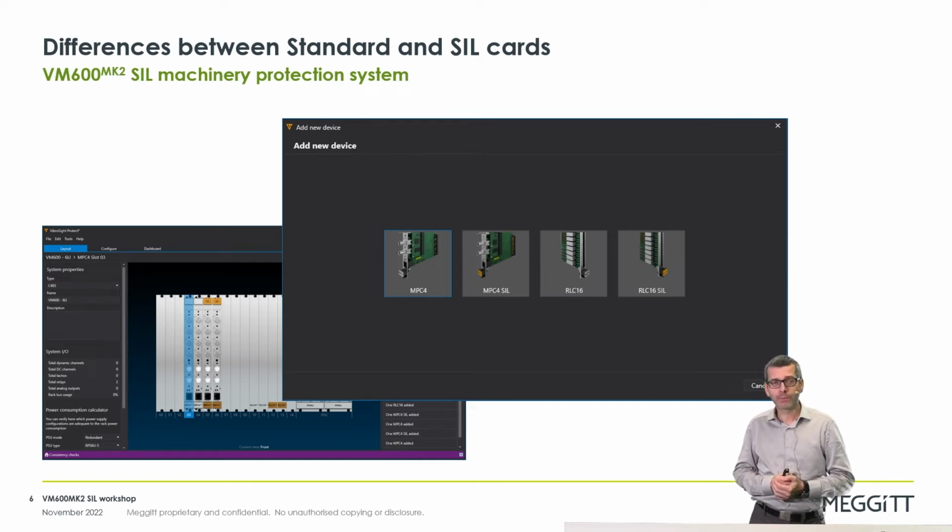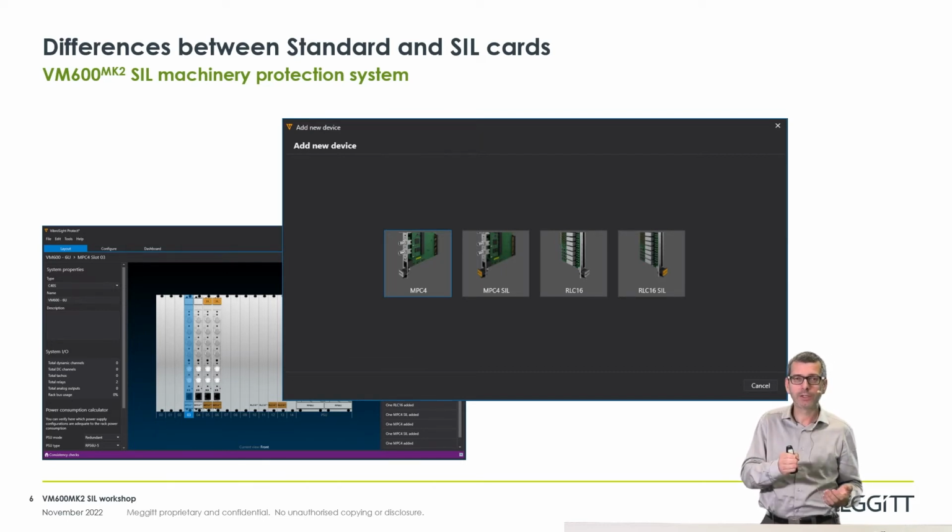You can see here on the slide a screenshot of the vibro-meter protect software. You see the rack, and here we can add to the rack layout whatever cards are located in the different slots. And instead of the option to add MPC4 and RLC16 standard, we will have 4 cards now with the addition of the SIL versions. So it's as simple as that. If we need to configure a SIL system, we need to add the SIL version of the card and then configure them as we usually do for the standard version.